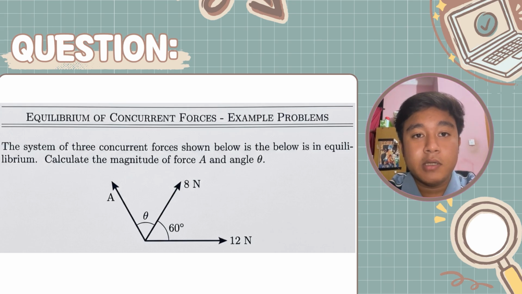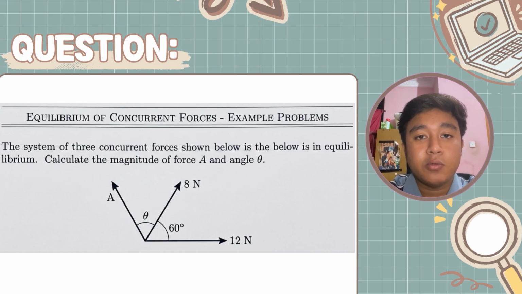This question is about the equilibrium of concurrent forces. We are given a system of three concurrent forces that is in static equilibrium. The forces are 12 newtons, 8 newtons, and an unknown force A. The 8 newton force acts at an angle of 60 degrees above the horizontal 12 newton force, while the angle between force A and the 8 newton force is represented by theta. Our task is to calculate the magnitude of force A and the angle theta.